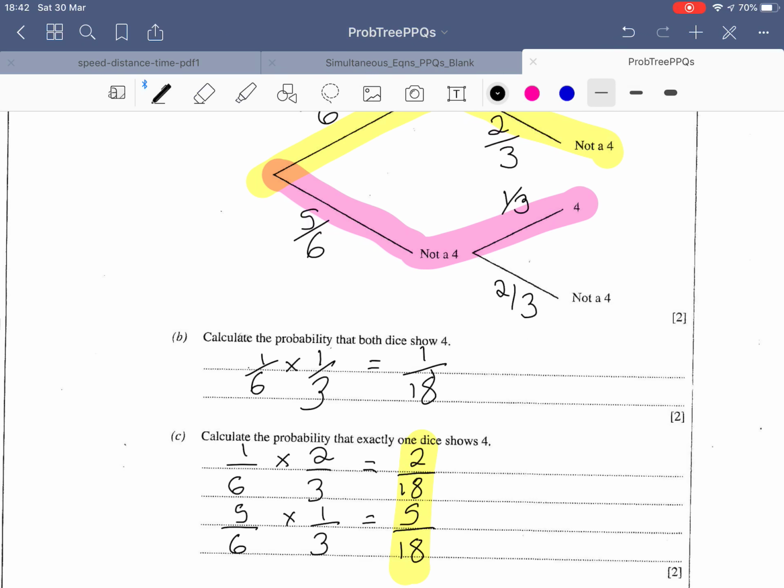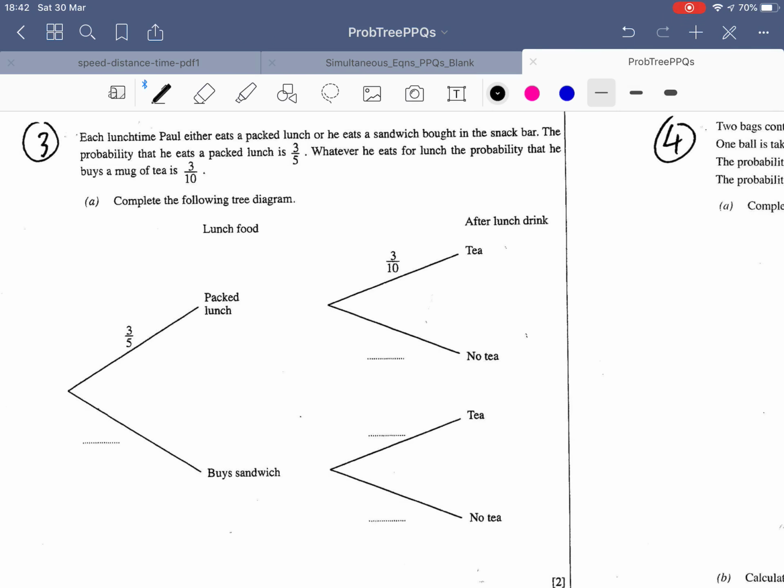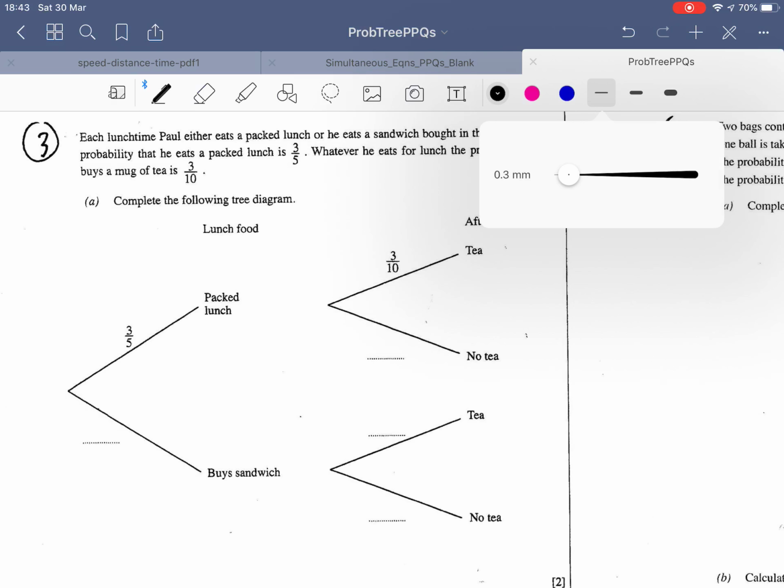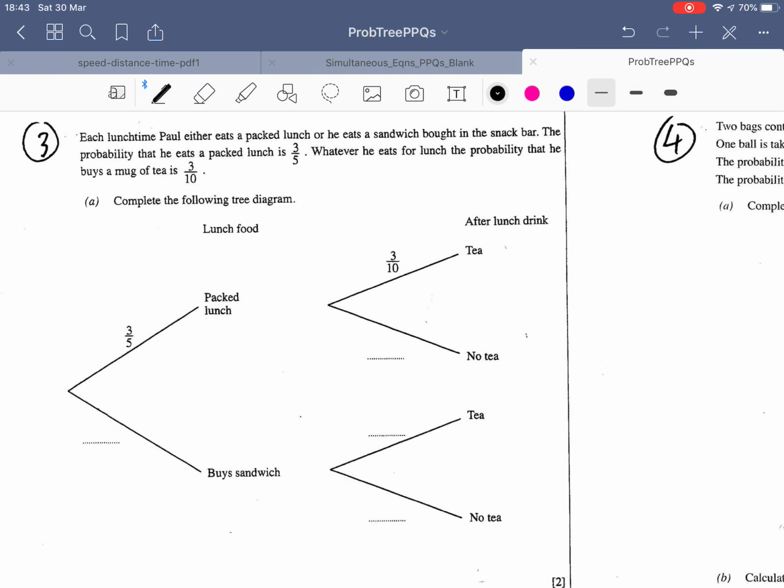Right, each lunchtime, Paul either eats a packed lunch or he eats a sandwich bought in the snack bar. The probability that he eats a packed lunch is 3/5. Whatever he eats for lunch, the probability that he buys a mug of tea is 3/10. So it doesn't matter what he eats for lunch, the mug of tea stays as 3/10. So we know these are independent. So if the packed lunch is 3/5, we know that he buys a sandwich is going to be 2/5, because they've got to add up to 1.